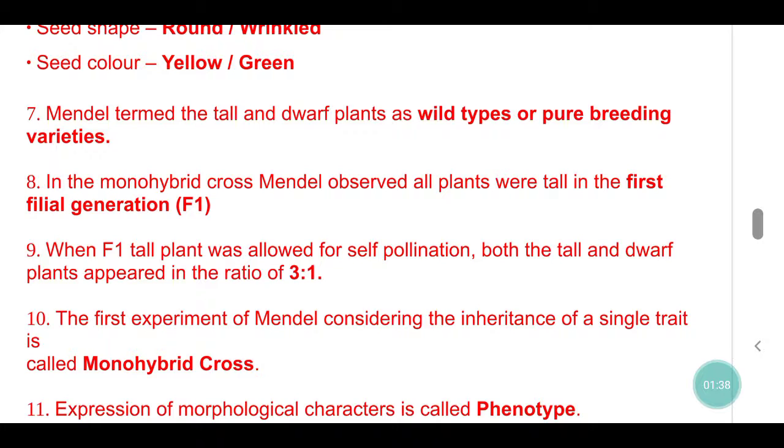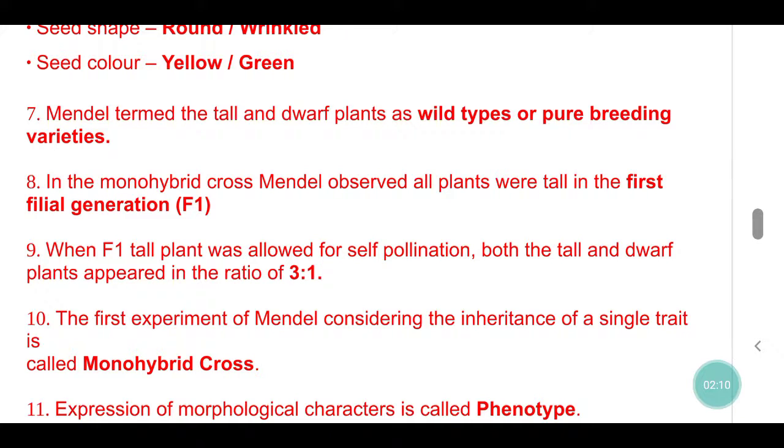Mendel termed the tall and dwarf plants as wild types or pure breeding varieties. In the monohybrid cross, Mendel observed all plants were tall in the first filial generation, F1. When the F1 tall plant was allowed self-pollination, both tall and dwarf plants appeared in the ratio of 3:1.